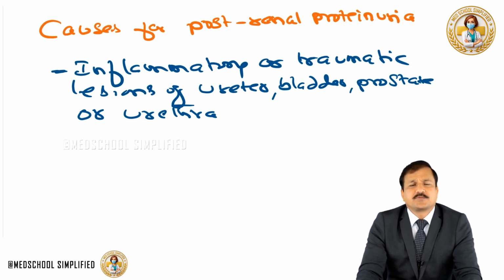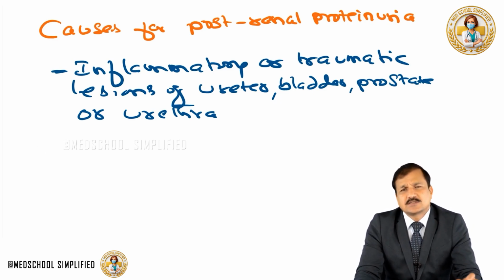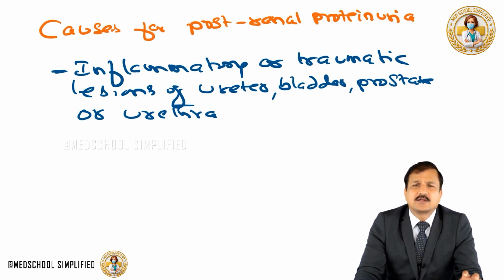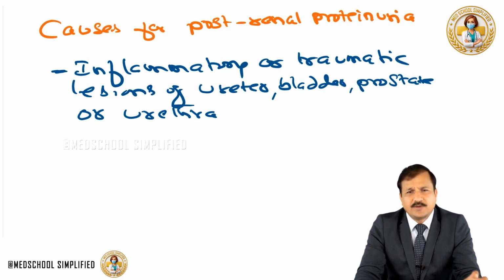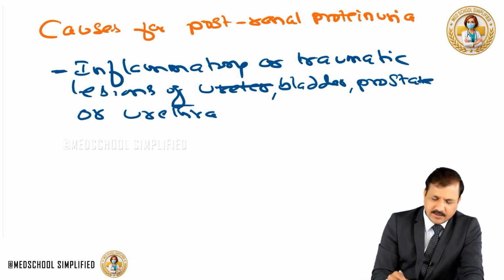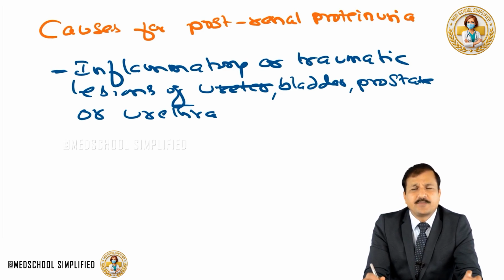Now coming to the causes of post-renal proteinuria. Post-renal proteinuria is sometimes referred to as false proteinuria because the cause may not be due to changes in the kidney or changes in the organs prior to the kidney. It may be because of inflammation, degenerative lesions or traumatic lesions of the pelvis, kidney, ureter, bladder, prostate or urethra. Such changes may lead to the appearance of proteins in the urine, and that is what is referred to as post-renal proteinuria.